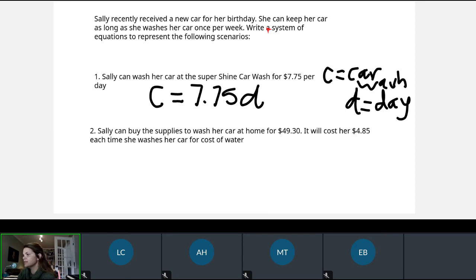Now, yes, if I gave you a smiley face, you're good. Okay. So everybody pause what you're doing. I want you to look at your second sentence.